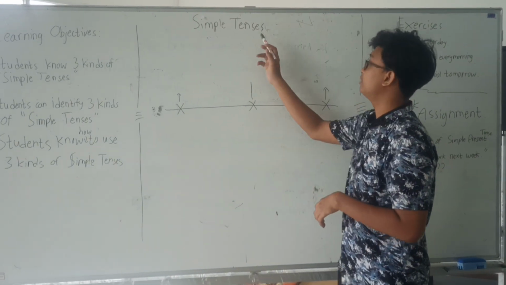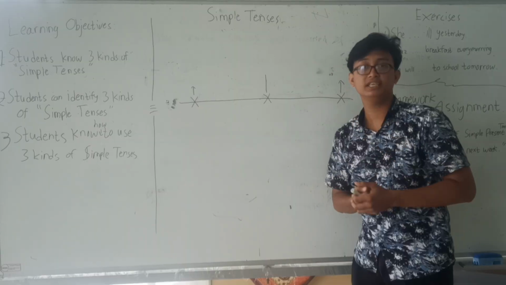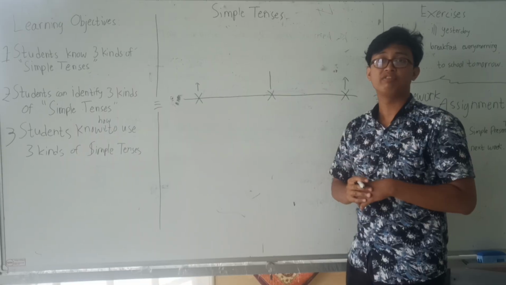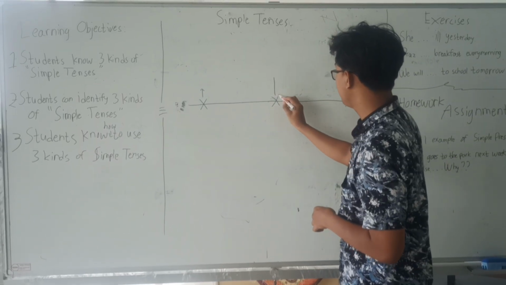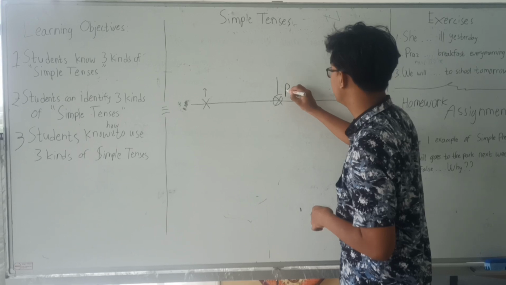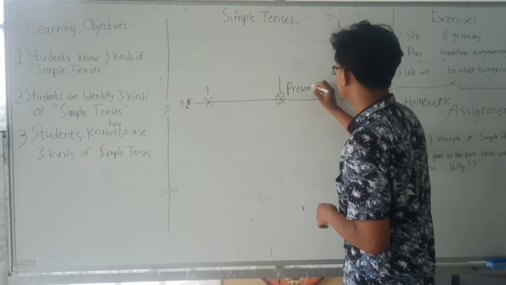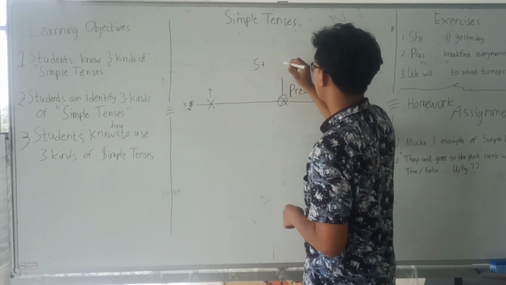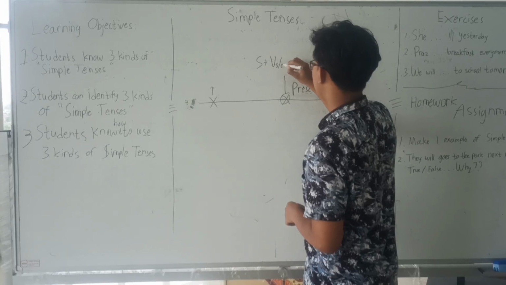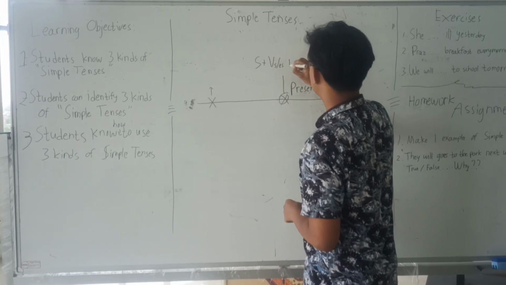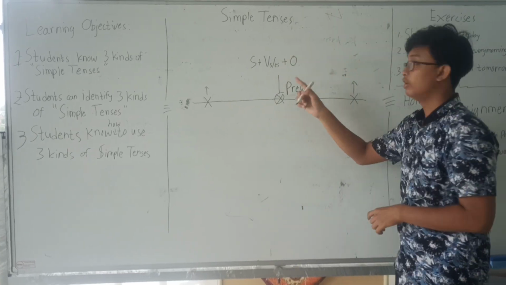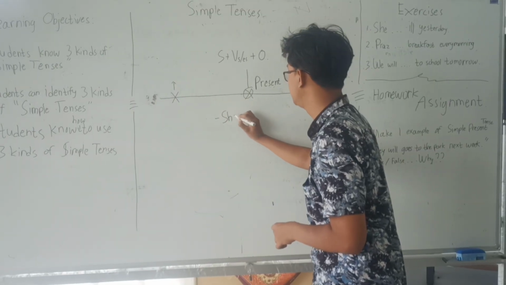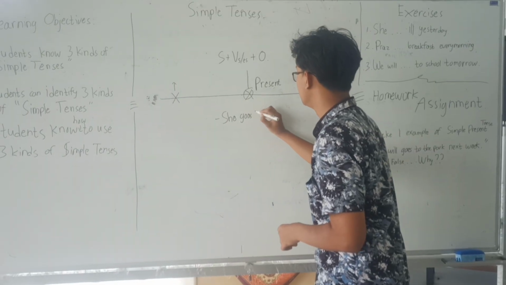So first of all, simple tenses. Basically, there are three simple tenses. We are going to divide them by the adverb of time. And right here, we are going to talk about present time. The first one is simple present, with the formula like this: subject plus verb 1 plus s or es, and then object. For example: she goes to school.